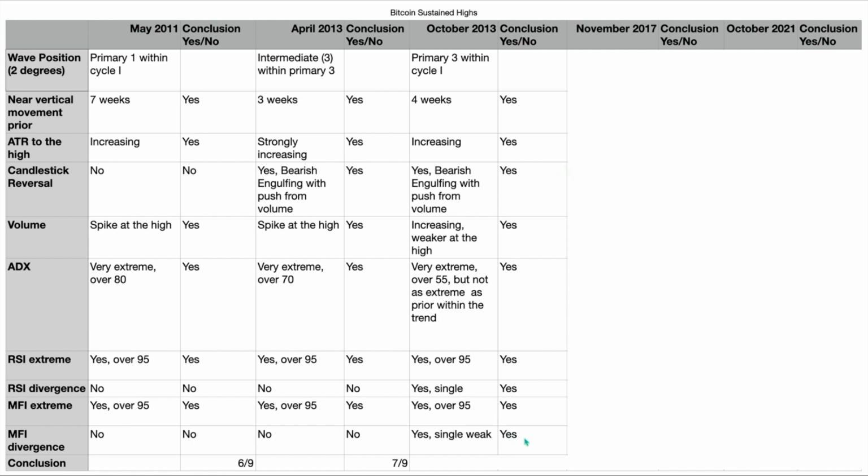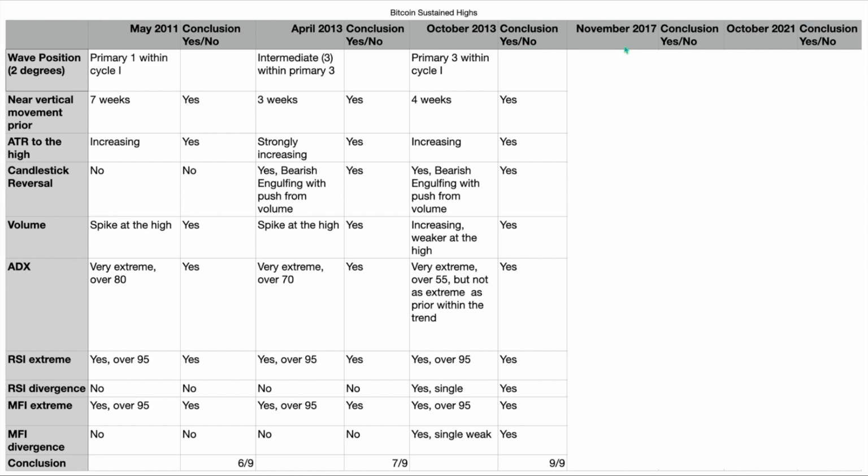So yes, there was divergence, and yes, money flow was extreme. In this instance, for October 2013, a fifth wave at a large degree to end a third wave at a large degree, we do see 9 out of 9 of these conditions met. Now let's move forward and look at November 2017, and this is the one I'm really proud of doing.